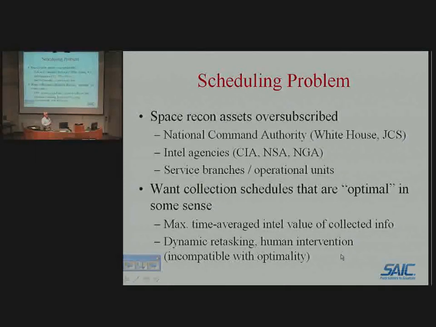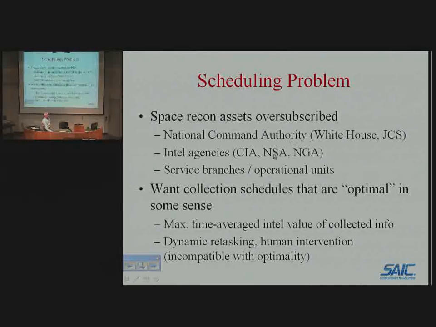So each one of these things only has a certain amount of operating time each day. And there's all kinds of other constraints that keep them from being heavily available. And there's all kinds of people who want this information. People like the National Command Authority, JCS in this case is the Joint Chiefs of Staff, the intelligence agencies. Those I think you recognize.